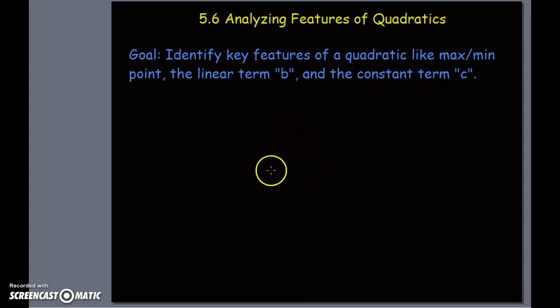Today's video is going to cover analyzing features of quadratics. This is lesson 5.6. The goal today will be to identify key features of a quadratic, like the max or the min point, the linear term b, and the constant term c. So let's go ahead and define what those mean.